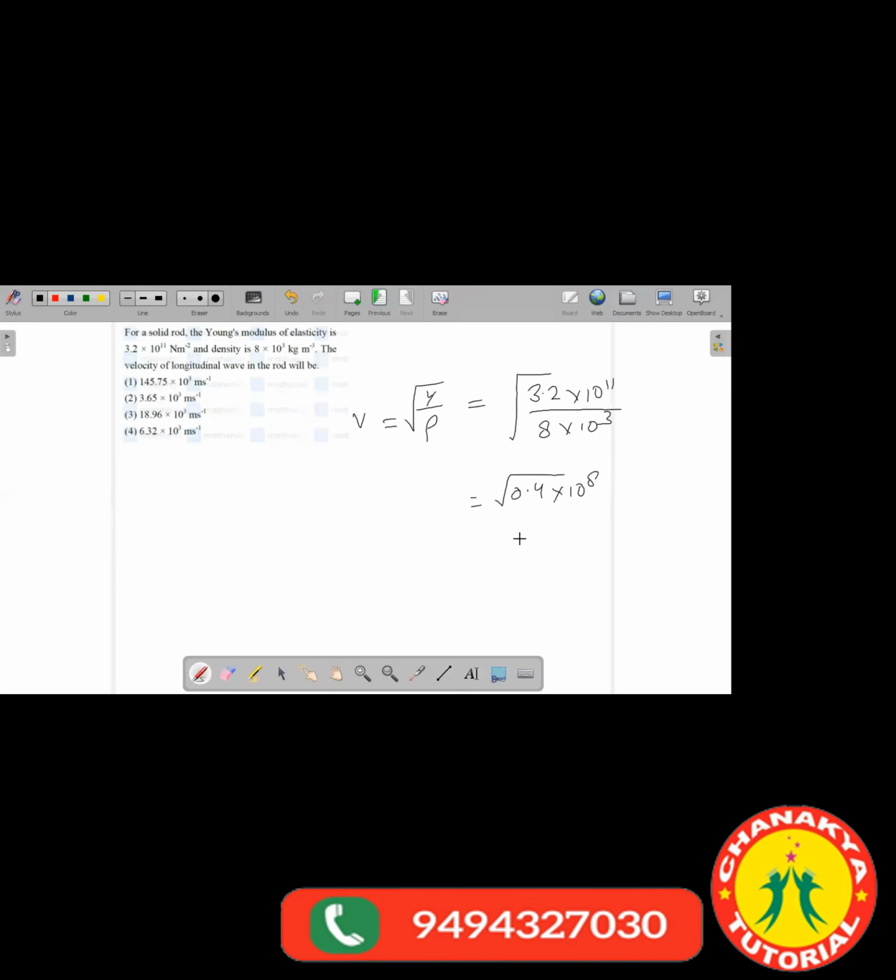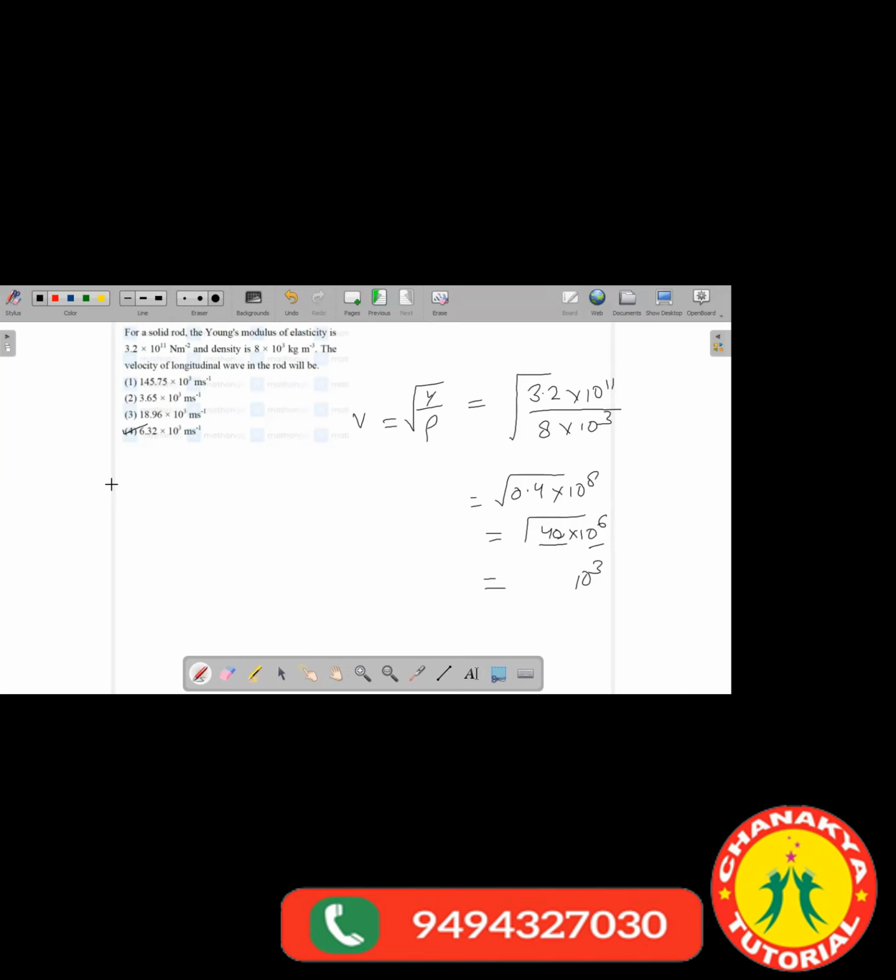So you can write it as 40 multiplied by under root 10 to the power 6. Taking the root of 10 to the power 6 gives 10 to the power 3, and the square root of 40 will be greater than 6, so that is option 4. Are you getting the fourth option? Yes, sir. So this is how we find out the velocity of longitudinal wave.